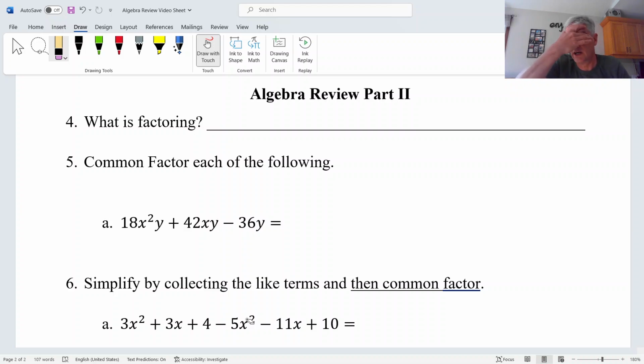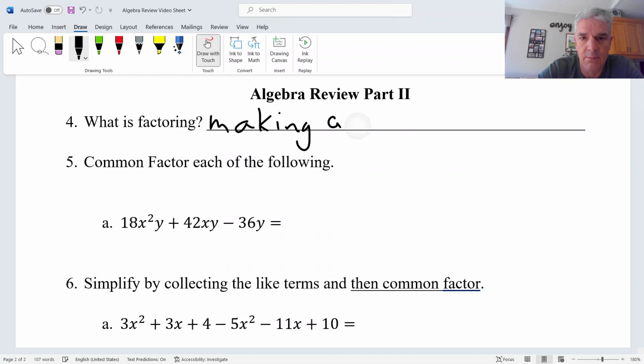And we're focusing here more on factoring. What is factoring? Well, factoring is really the process of making a multiplication question. My writing here isn't the best, but making a multiplication question, okay? I'll leave it at a Q for question there.